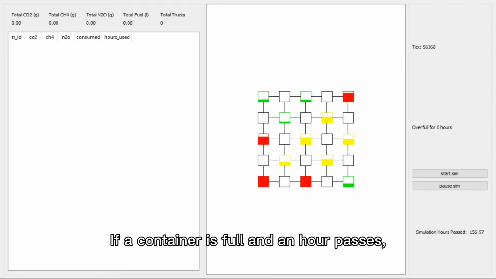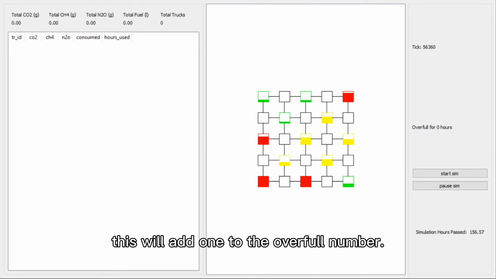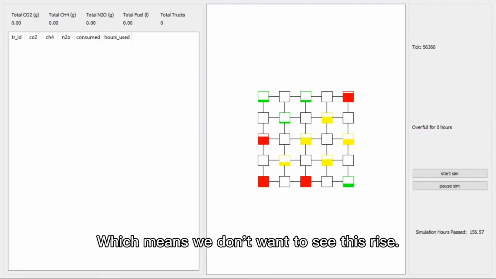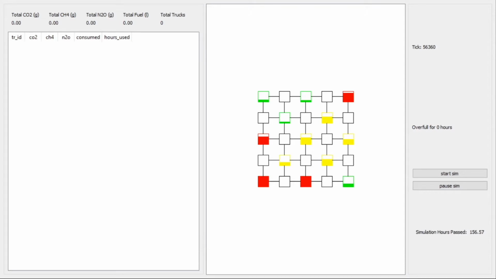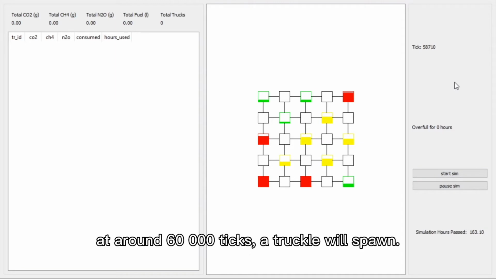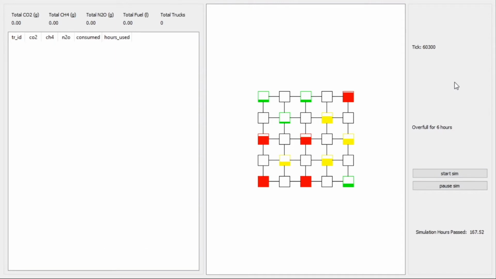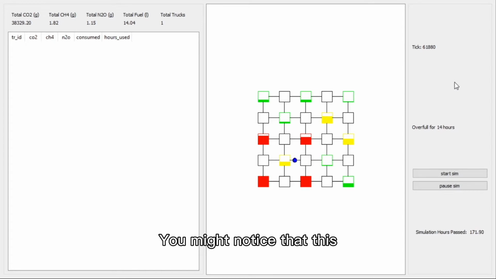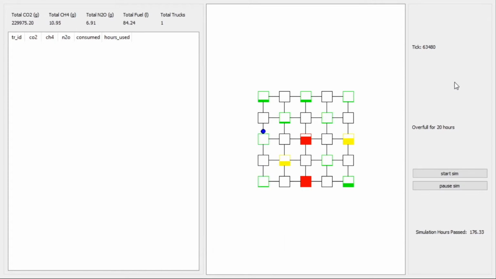If a container is full and an hour passes, this will add 1 to the overflow number, which means we don't want to see this rise. Let's run the simulation. When a week has passed, at around 60,000 ticks, a truck will spawn. You might notice that this truck follows a very inefficient path. We're working on improving this.